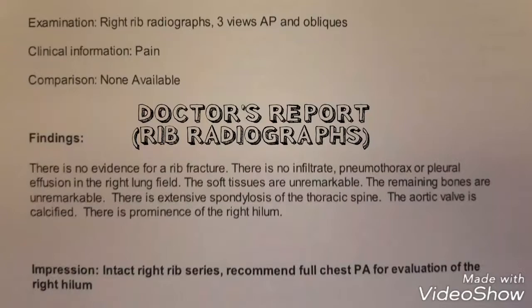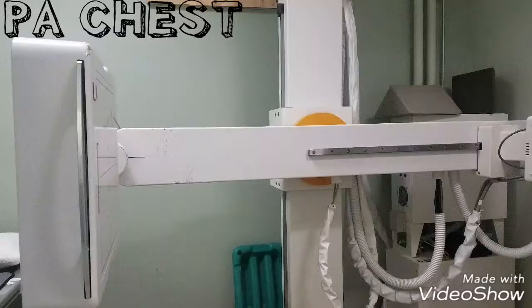The soft tissues are unremarkable. The remaining bones are unremarkable. There is extensive spondylosis of the thoracic spine, which is deterioration or degeneration of the soft tissues in the spine. This is not as common in this region as it is to the cervical and lumbar spine regions. The aortic valve is calcified. There is prominence of the right hilum. Impressions: intact rib series. Recommend full chest PA for evaluation of the right hilum.